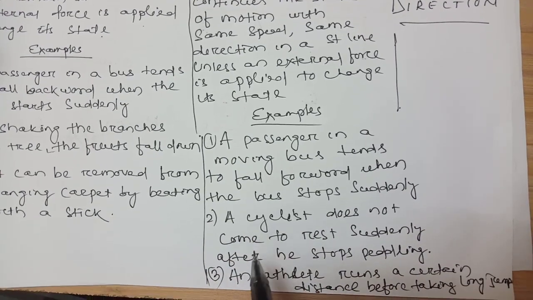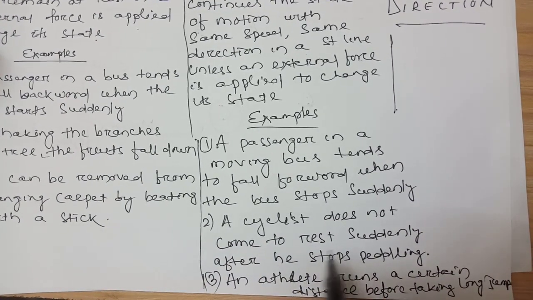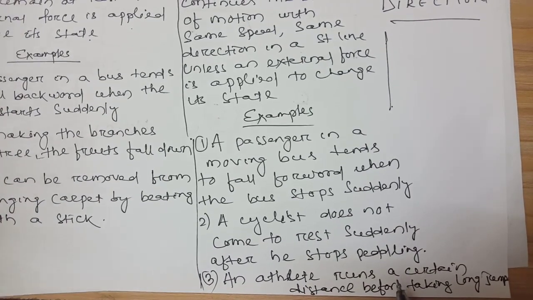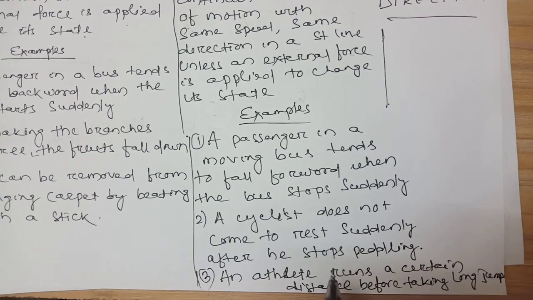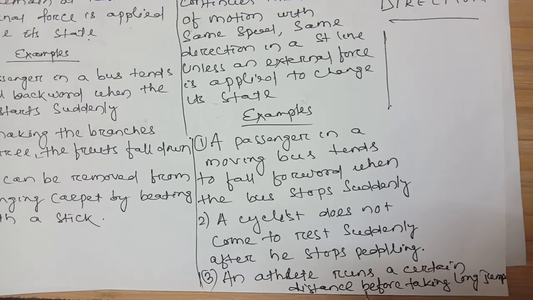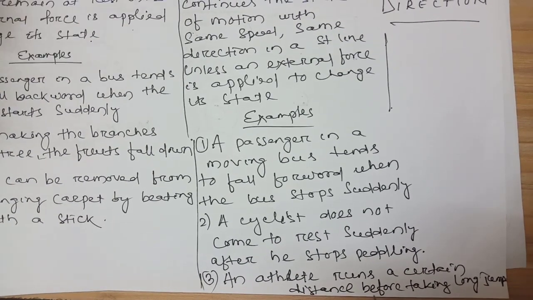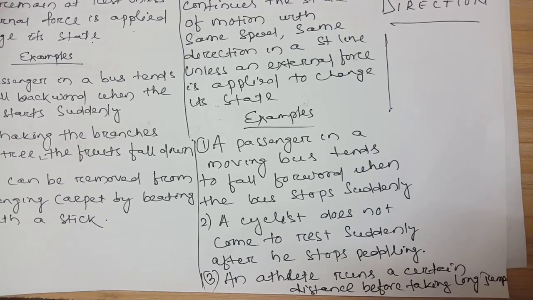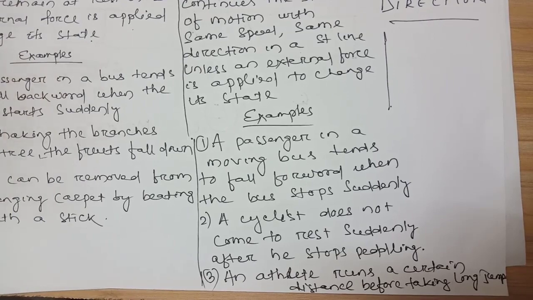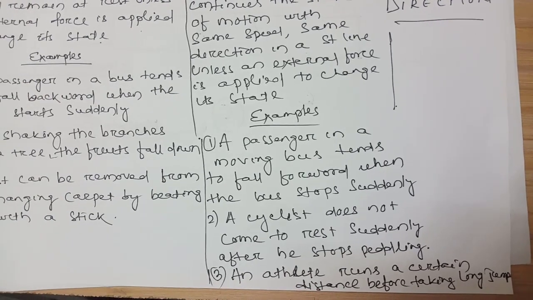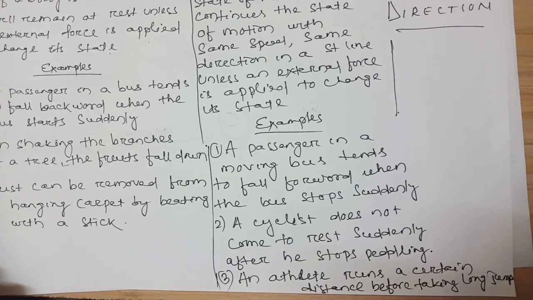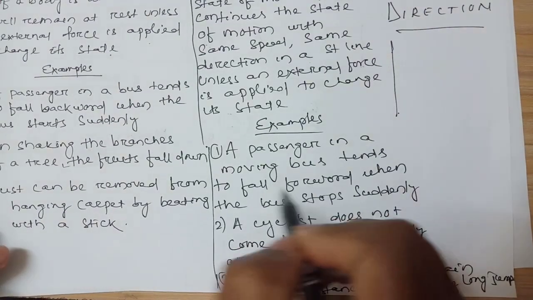Okay. Another example, a cyclist does not come to rest suddenly after he stops pedaling. If he stops pedaling, the cycle does not stop suddenly. After some time it stops, because of inertia of motion. Another example, an athlete runs a certain distance before taking a long jump. When taking a long jump, he runs a certain distance to put his body in motion. So therefore, he can take a long jump. Okay, these are examples of inertia of motion.